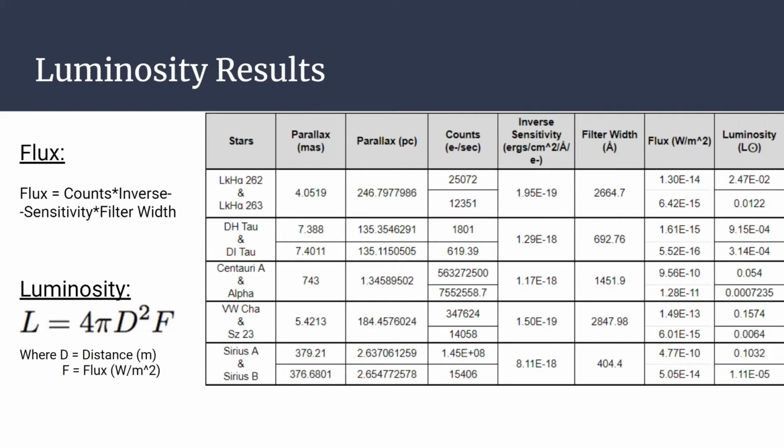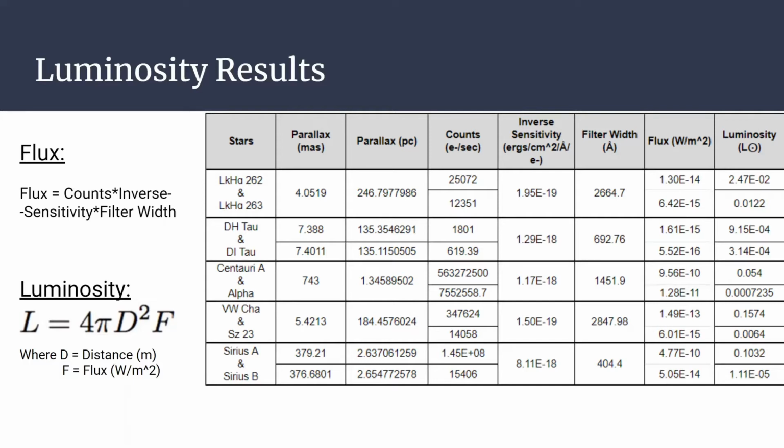The next step was to calculate the filter width in angstrom. Each filter that was used to observe the star systems was looked up, and the width was calculated by subtracting the minimum wavelength from the maximum wavelength. From there, we multiply the counts, inverse sensitivity, and filter width to calculate a flux with units of ergs per centimeter squared per second. This can easily be converted to watts per meter squared by multiplying by 100 squared to get the centimeter squared to meter squared, and dividing by 10 to the 7th, as that is how many ergs are in a joule.